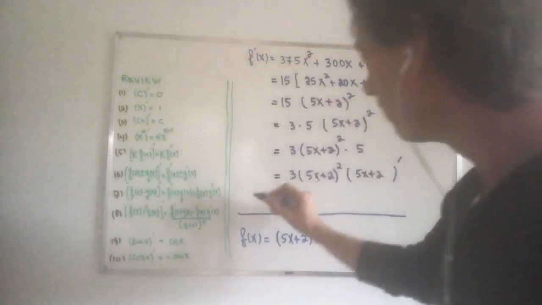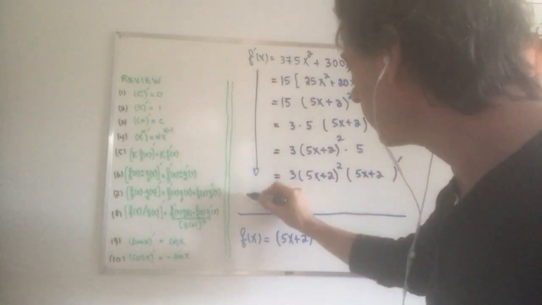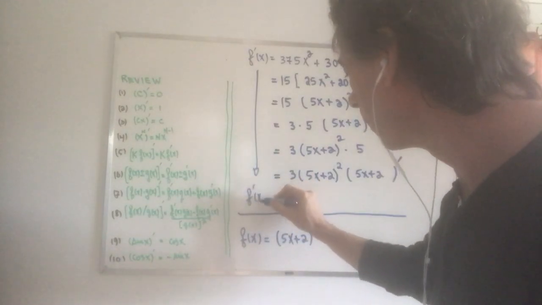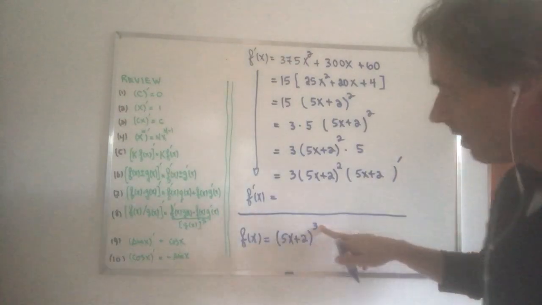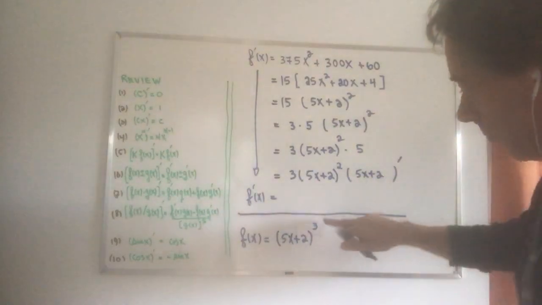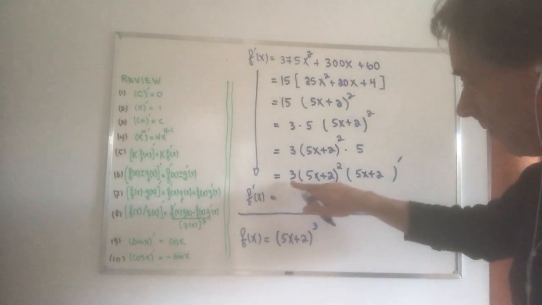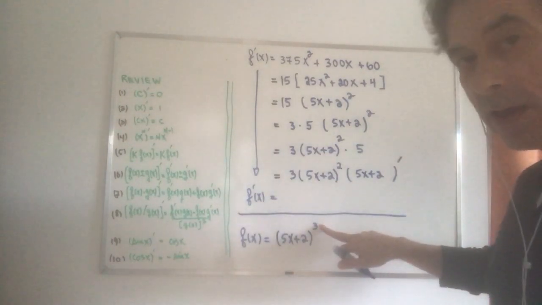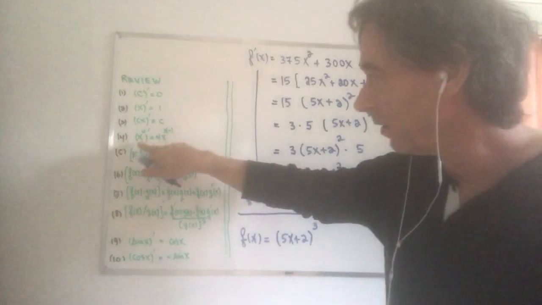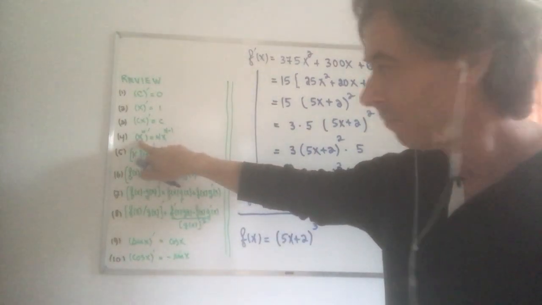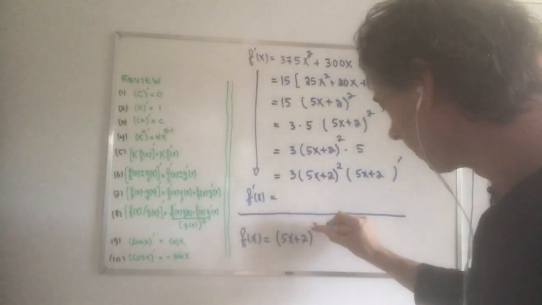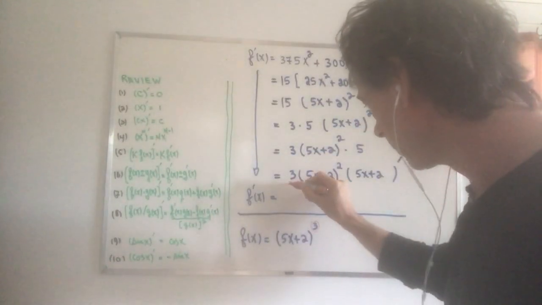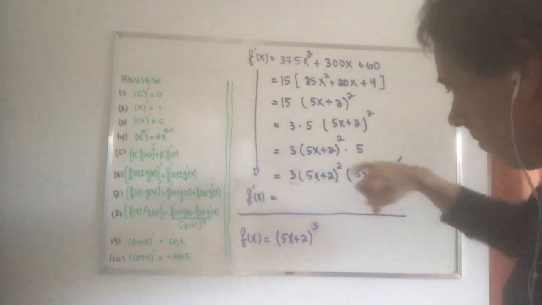Look at its derivative. What is the derivative of 5x plus 2 to the power of 3? Remarkable. The 3 went in front, and we went 3 minus 1. If that doesn't remind you of rule 4, it should. What's rule 4? Bring the n in front, n minus 1. Well, bring the 3 in front and subtract 1.